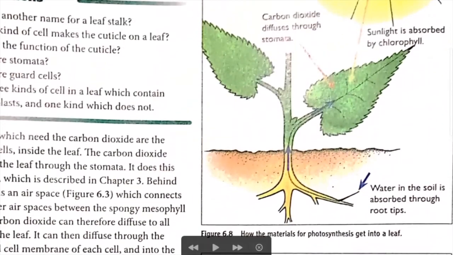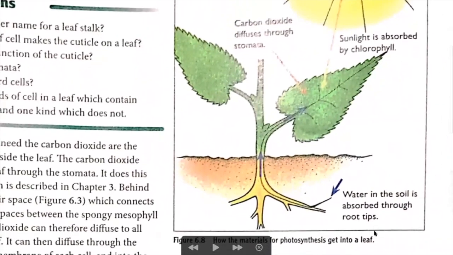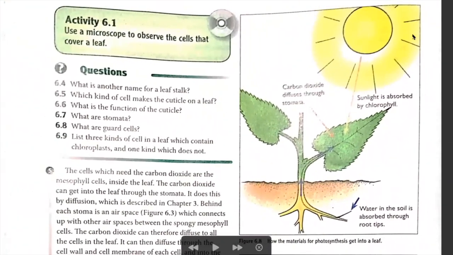How do the materials for photosynthesis get into the leaf? Okay, so if you focus on this diagram, this is sunlight, okay, this is plant, right? So the sunlight is exposed to the leaf, so the chlorophyll will absorb the sunlight, right? And also the carbon dioxide will be absorbed, will enter the leaf through the stomata. So bila ada sunlight, bila ada carbon dioxide, this will enable the plant to do photosynthesis. Okay, not to mention also water.